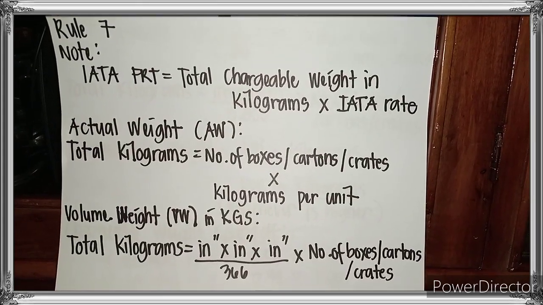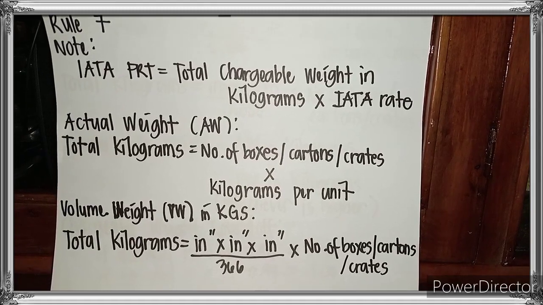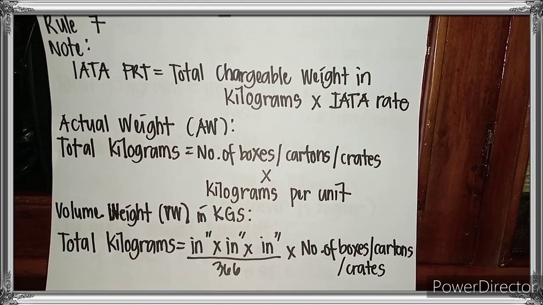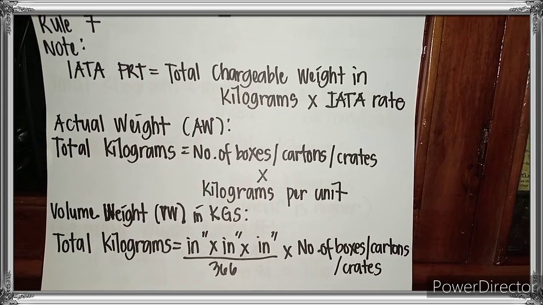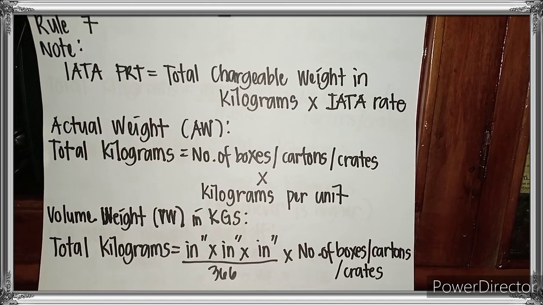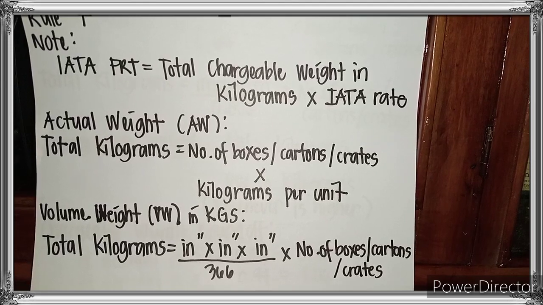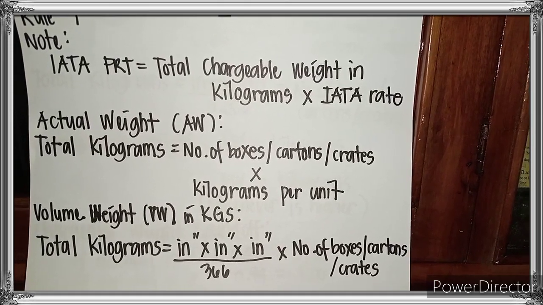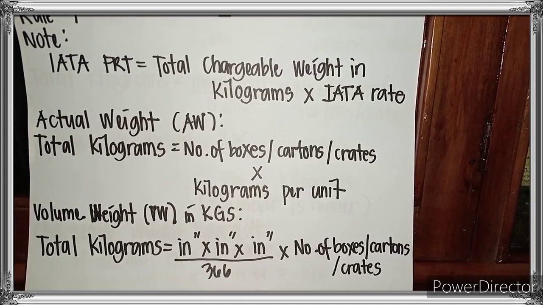Rule number 7. If no freight charges are declared on the entry, then freight charges shall be based on the IATA rate for air, which shall be the dutiable freight. It is taken note that IATA freight is equal to total chargeable weight in kilograms times the IATA rate. So what is chargeable weight?